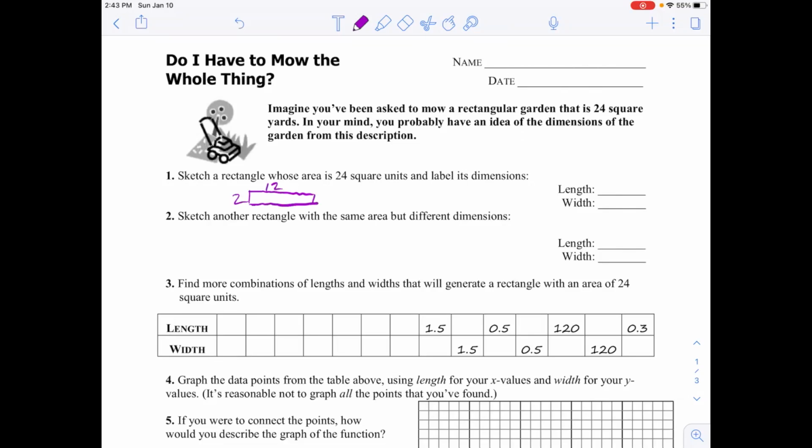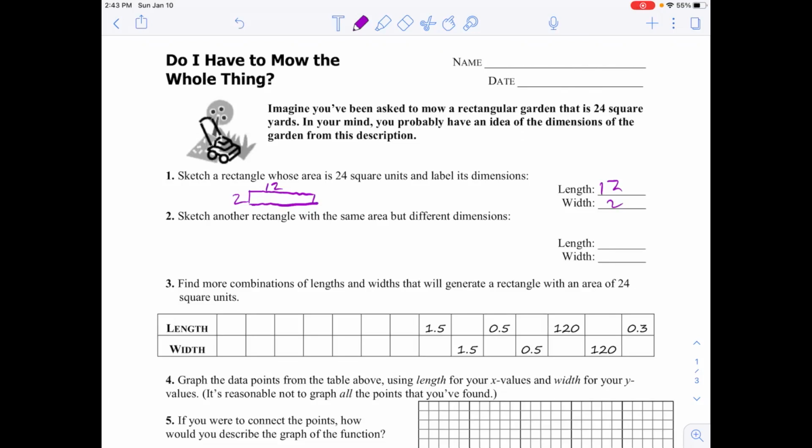In this case, you would say your length is 2 and your width is 12. You could also do it the other way and say that it's a length of 12 and a width of 2. Maybe that wasn't the first one you thought of, but either way, you're now going to need to do a second one. What is the second area? You could do your 2 by 12, you could do 3 by 8, or 8 by 3, or 4 by 6, any of those things.